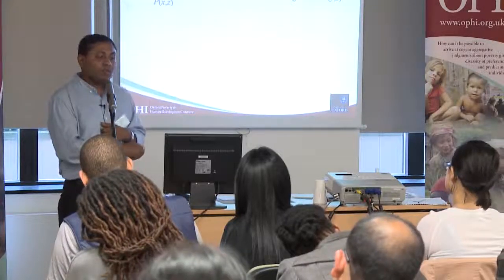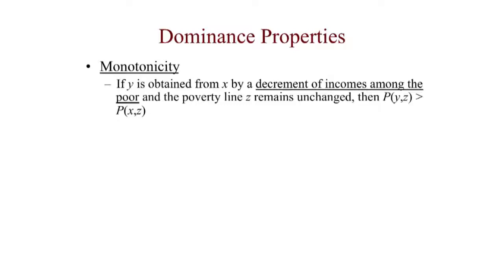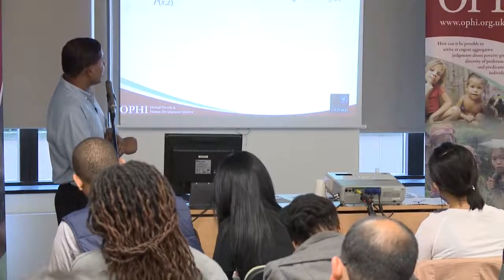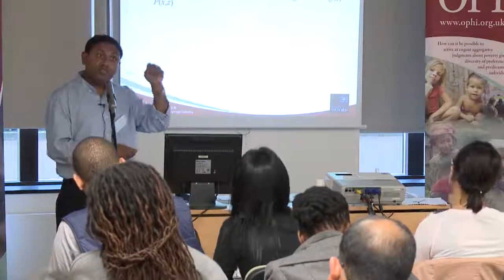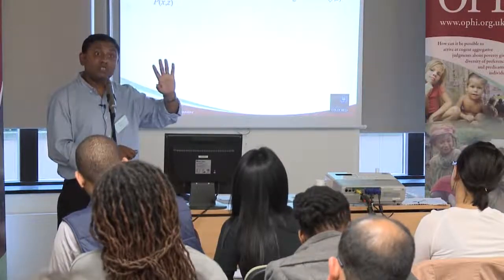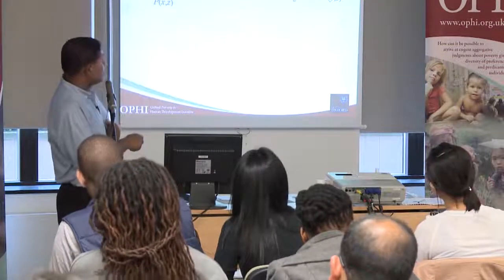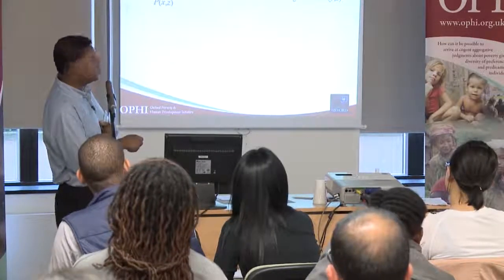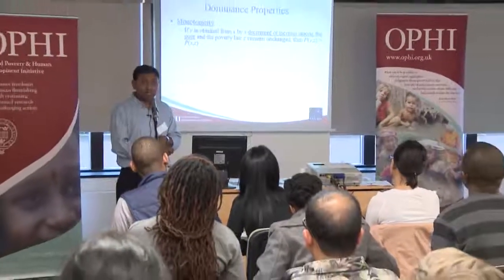Let us now look at some of the dominance properties. The first one is monotonicity. It answers the question, I listed 3 questions. One question was, if you have an increase in a poor person's income, how should the poverty measure change? This is what it answers. So if you have a distribution obtained from another distribution by a decrement in incomes among the poor, that means a poor person's income goes down. Earlier, if you had an increase in a poor person's income, the answer was poverty should go down. Here, if you have a decrement in incomes among poor persons and the poverty line remains unchanged, then poverty actually should go up, right?